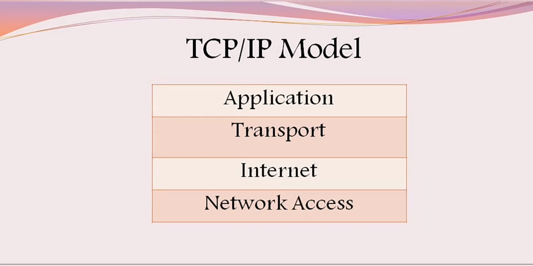Now let us see the functionalities of each layer. Here, this network access layer controls the hardware devices and media that make up the network. The third layer is the internet layer, which determines the best path for the transmission of packets through the network. The second one is the transport layer. This transport layer supports the communication between diverse devices across diverse networks. In brief, we can say that this transport layer deals with process to process communication.